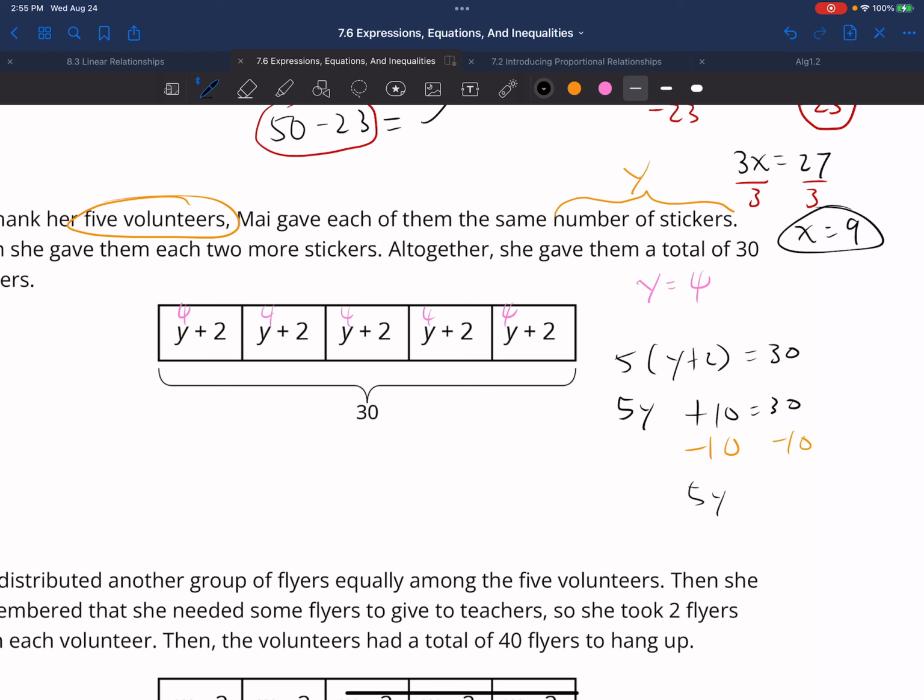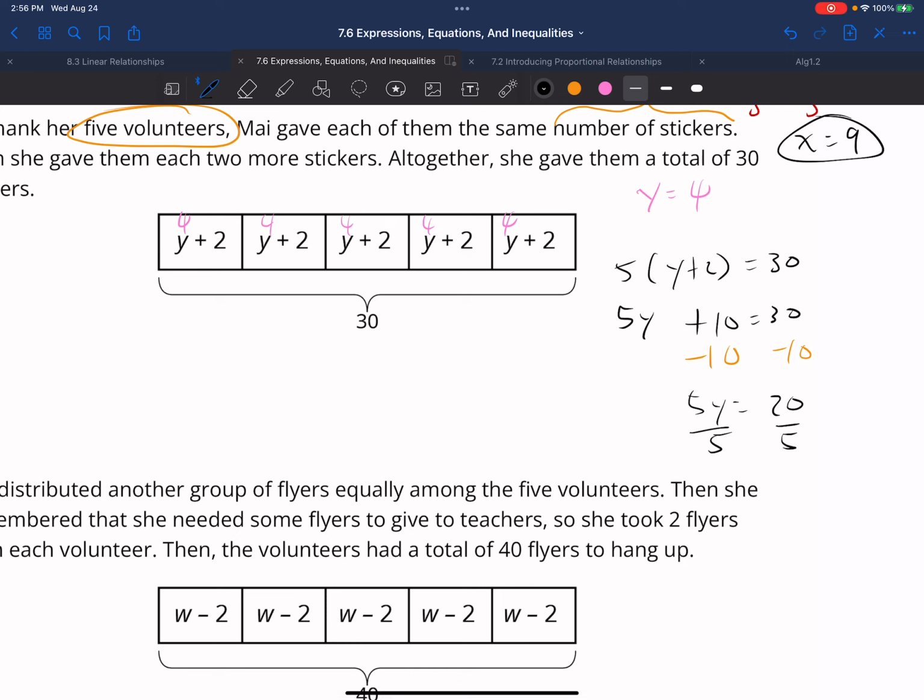And then 5y is equal to 30 minus 10, which is 20. And then you divide by 5 on both sides. And y is equal to 4. So what is y equal to, everyone? 4. And that's what we had here before.